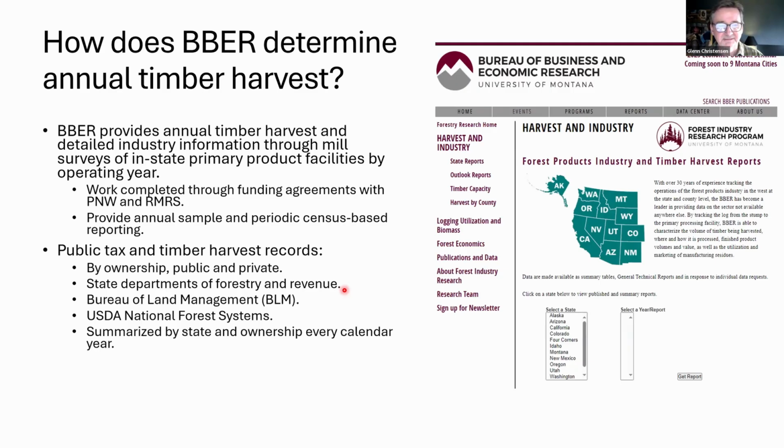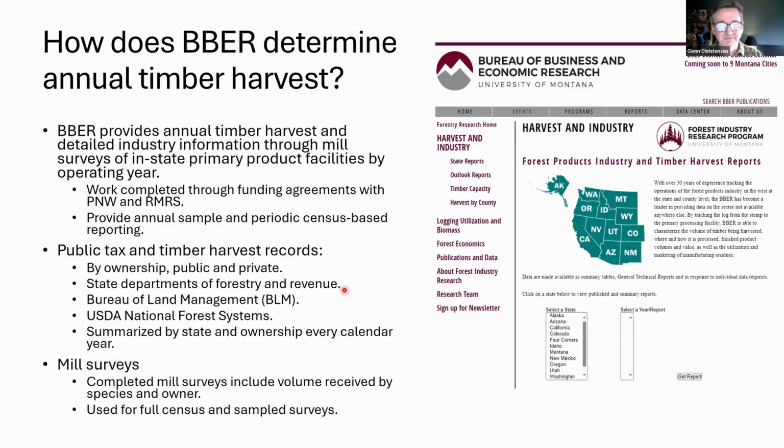For the states that have tax records available, the way they come up with annual harvest estimates is basically through tax records, done by ownership, public and private. They also reach out to state departments of forestry and revenue. They make data requests to the BLM and to the National Forest System, and this information is then summarized and goes into the national TPO system, looking at removals by state and ownership.